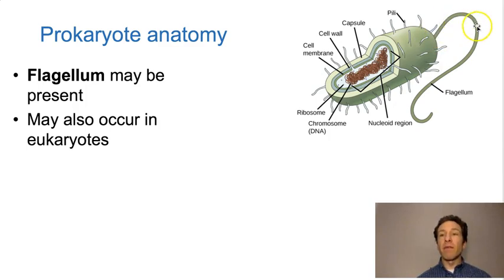Prokaryotes may have a flagellum, which is this tail-like structure that can be used for things like propulsion. Now, it's worth noting that eukaryotes may also have flagella. Many eukaryote cells do not, but some do. For example, sperm cells, and also cells in sponges, and also some plant cells. Some plant reproductive cells have flagella. So this is not a structure that is unique to prokaryotes, even though it is found in some.